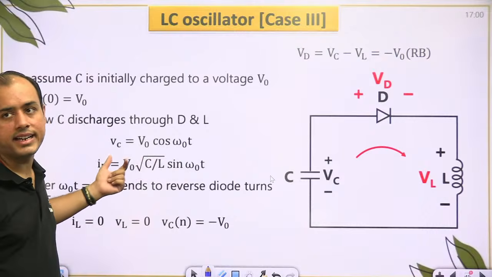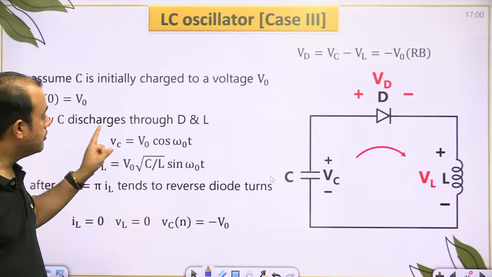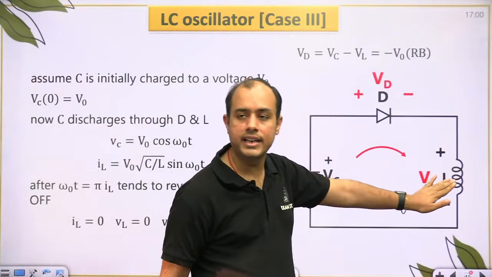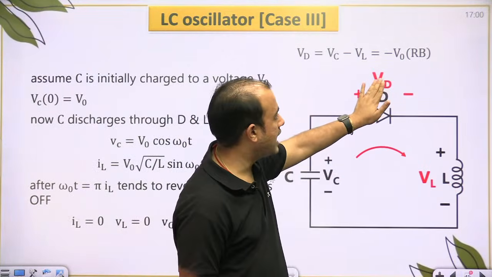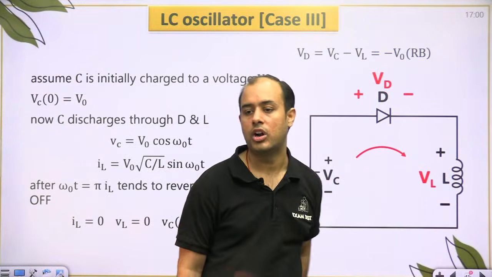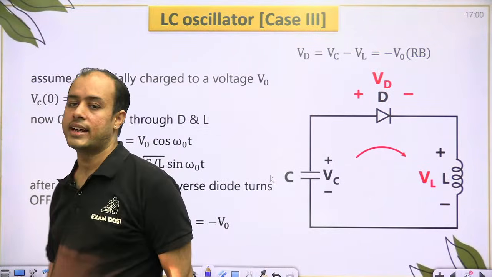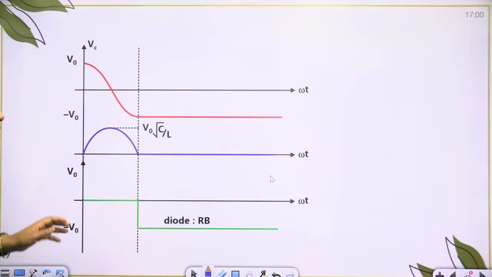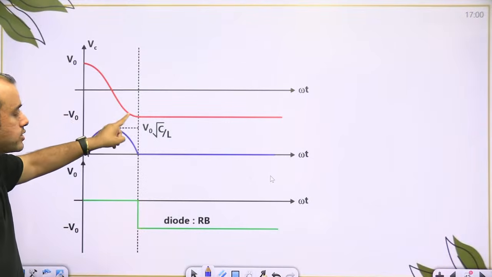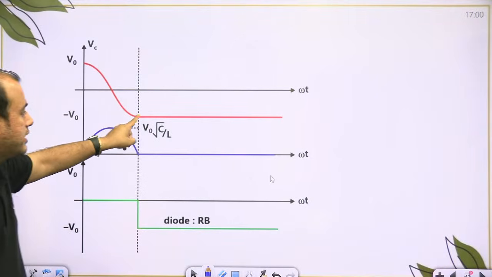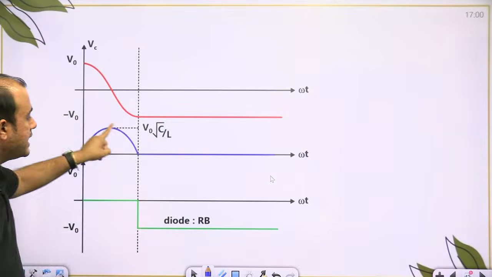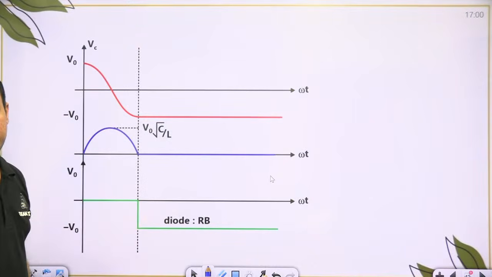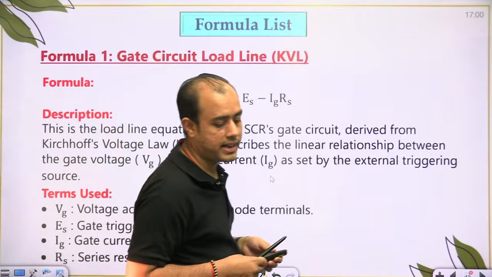Again after pi current reverses, diode will be off, voltage of capacitor will be minus V0, and when current is 0, inductor voltage will be 0. So diode voltage will be minus V0. जब एक बार करंट बंद हो गया ना तो इंडक्टर का वोल्टेज भी 0 चला जाएगा, डायोड वोल्टेज माइनस V0 आएगा. तो कैपेसिटर वोल्टेज इज कोसाइन, but at minus V0 it will stop. Current is sine, at pi it will stop, and then diode voltage is also minus V0. कंडक्शन रुकने के बाद माइनस V0.